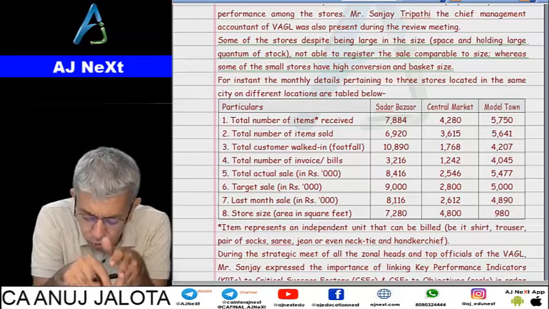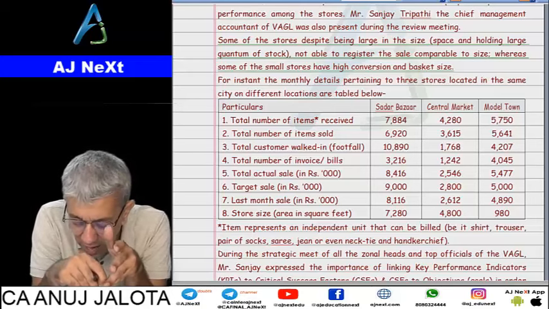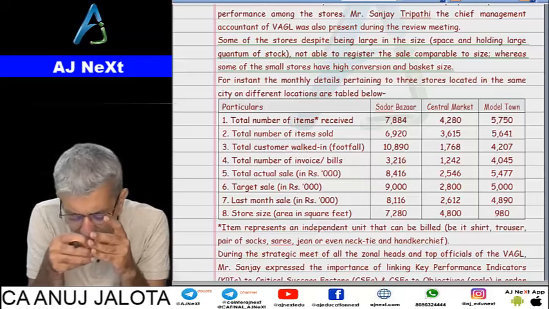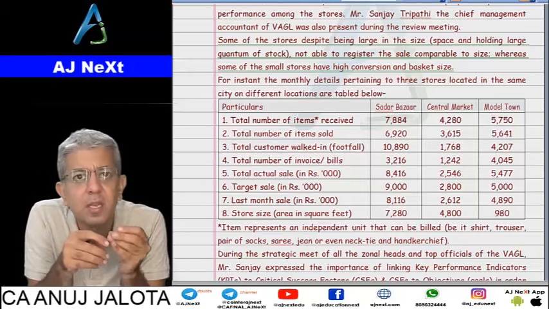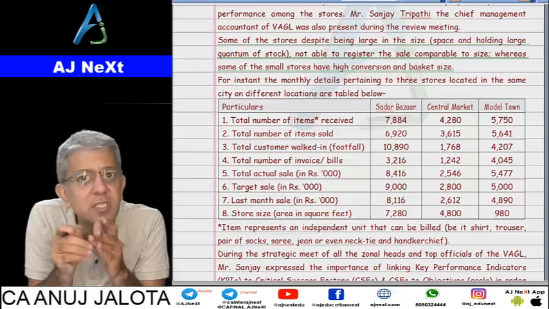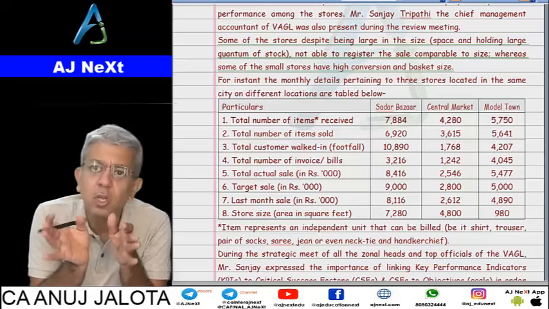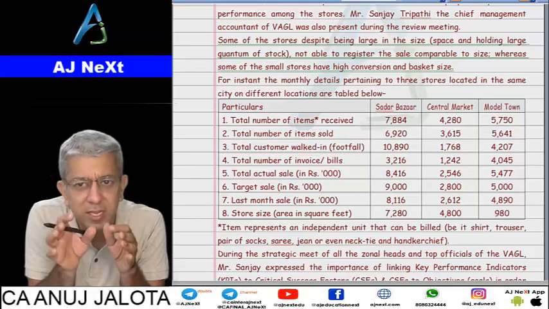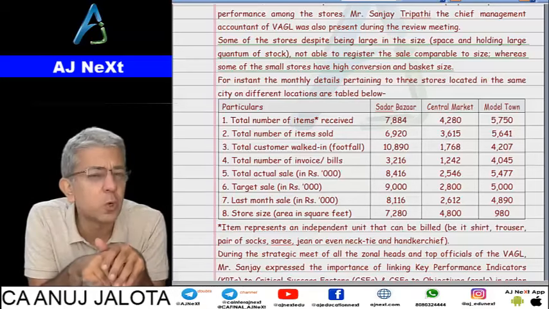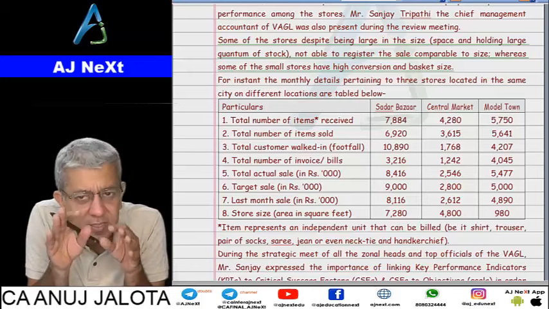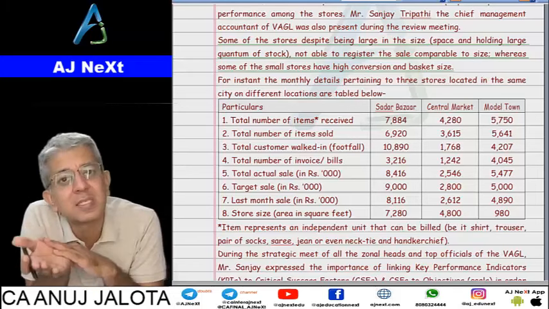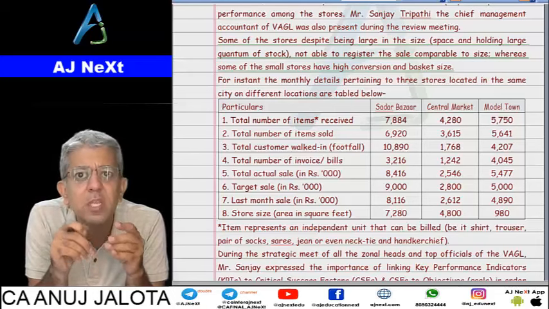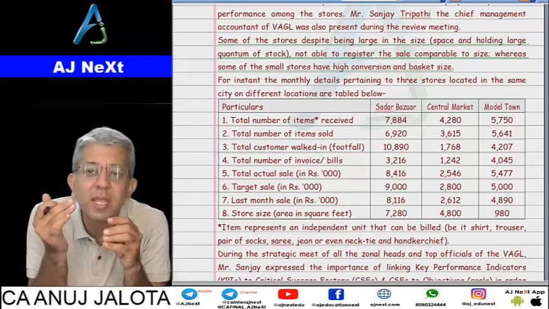Whereas some of the small stores have high conversion and basket size. High conversion means that of the number of people who visit the stores, a lot of them purchase our products also. That should usually mean conversion. I think so. Conversion can also mean something else that I'll tell you once I read the data. One other thing, basket size. Basket size in this case will mean how many units are sold in every bill.